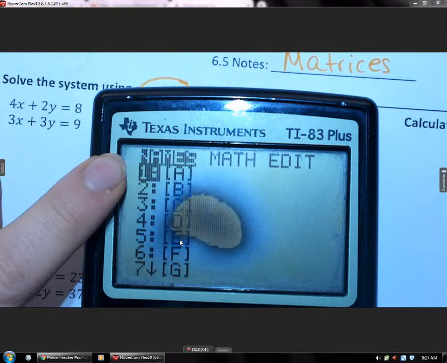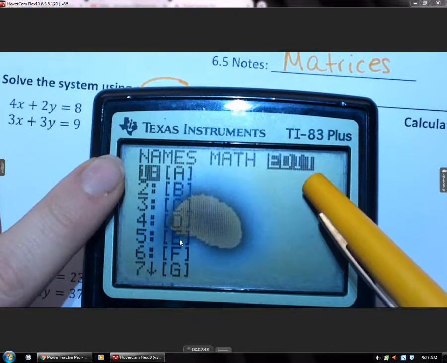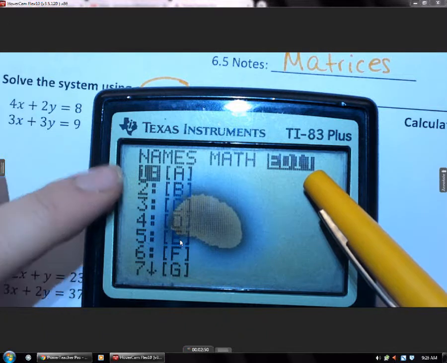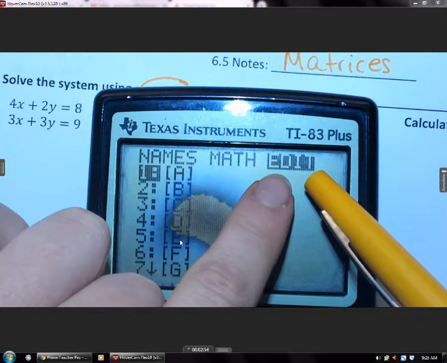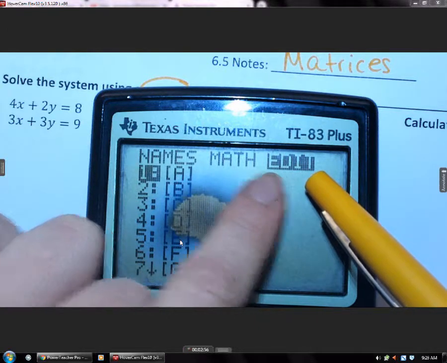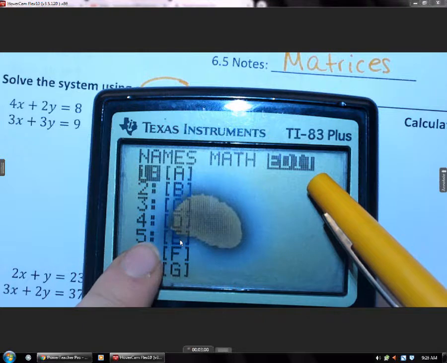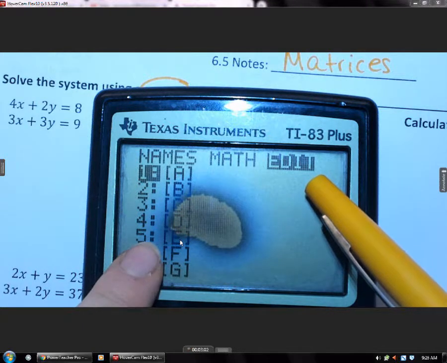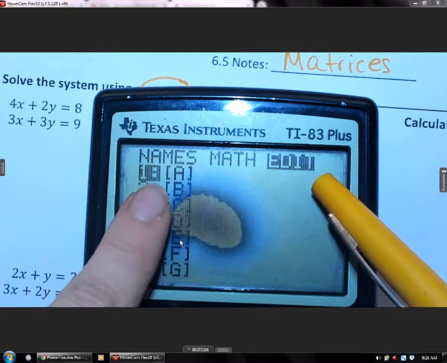We want to go over, click the right arrow 2 times to where it says edit. And your screen really doesn't look any different besides that. So your edit is highlighted because you press the right arrow twice. And it still has all the names of matrices. That's why this is confusing sometimes, because it doesn't look that different. But it is different. So we're on the edit screen. We're going to edit matrix A. So press enter.